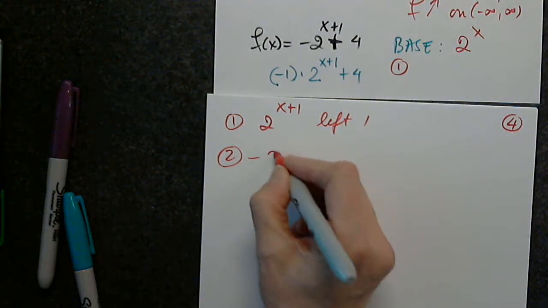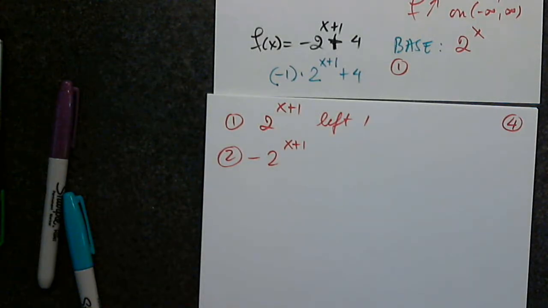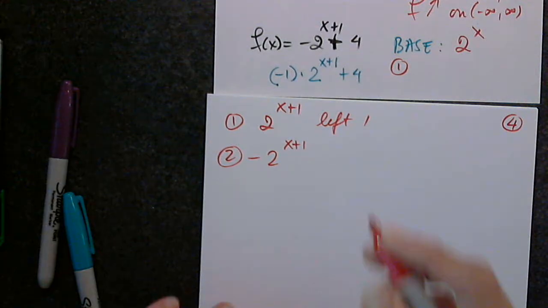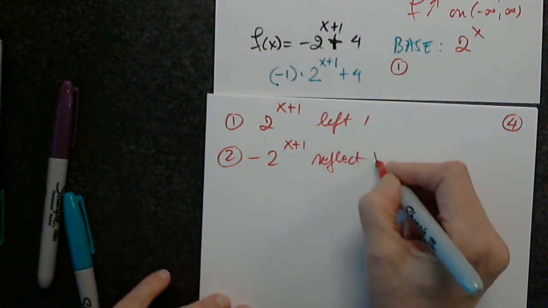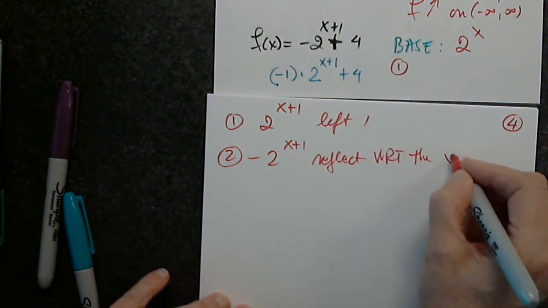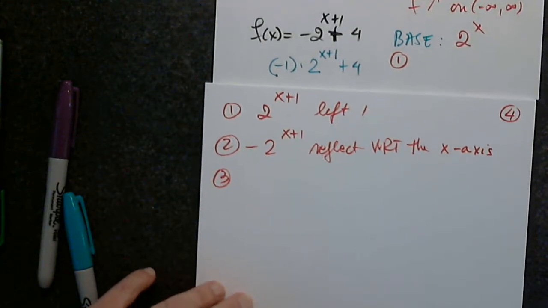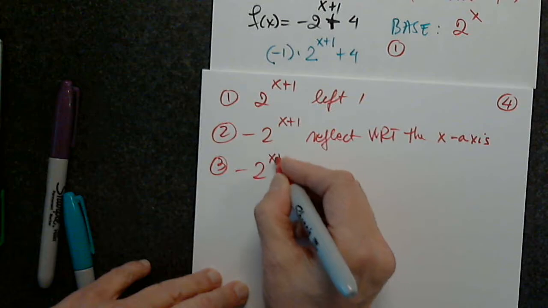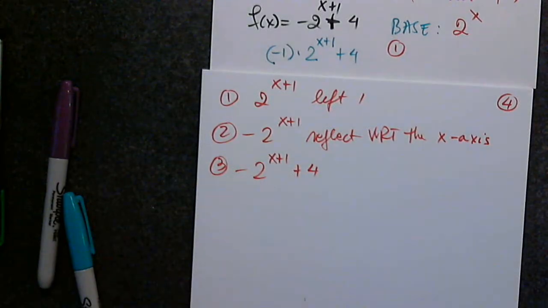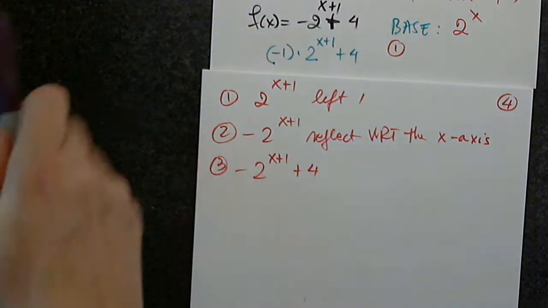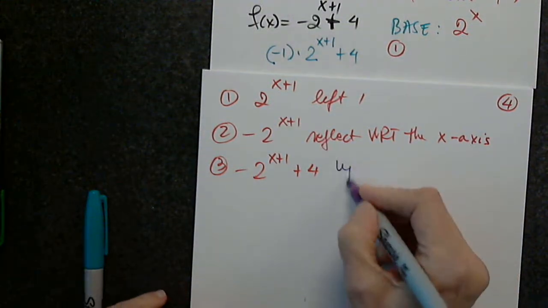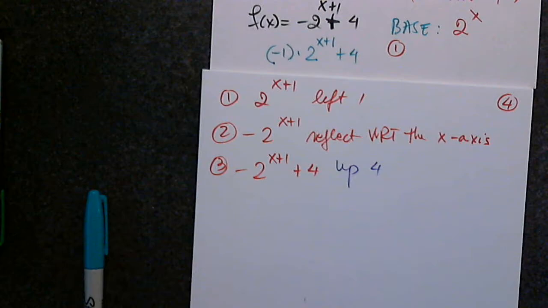Now I will put negative 2 to x plus 1. What does negative outside do? Yes, awesome. Reflect with respect to the x-axis. I'm glad you remember that. And then the last step is negative 2 raised to x plus 1 plus 4. What does this do to number 2? Very good. Great job. Indeed, up 4.